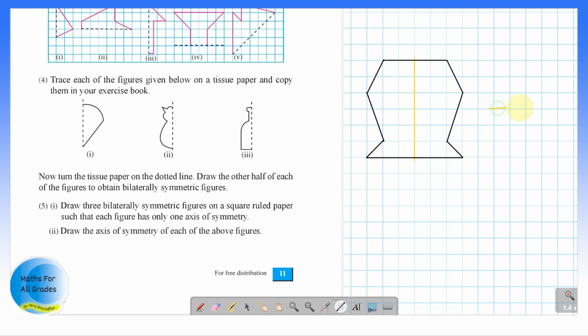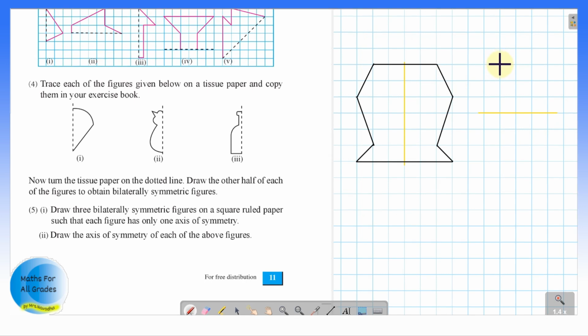Let's draw another one. This time I am drawing a horizontal line for the axis of symmetry, and this time I'll choose three vertices here, here and here. So this one is three squares up. Let's mark the corresponding points. This one is two squares up. Then the corresponding point is here. This one is three squares up. So the corresponding point is here. Now let's join these points.